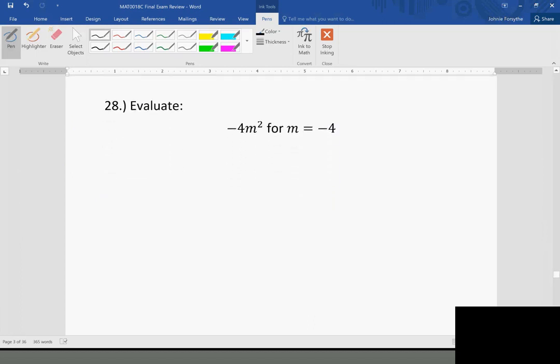Okay, 28. Evaluate negative 4m squared for m equals negative 4. So this is asking us to take negative 4, which is equal to m, and plug it in everywhere you see m in the expression here. So that's going to be negative 4 times m is going to be replaced with negative 4 squared.